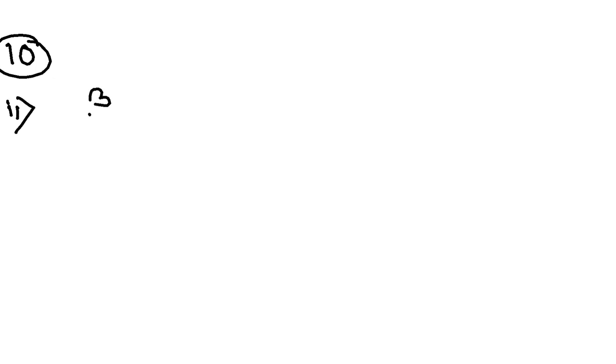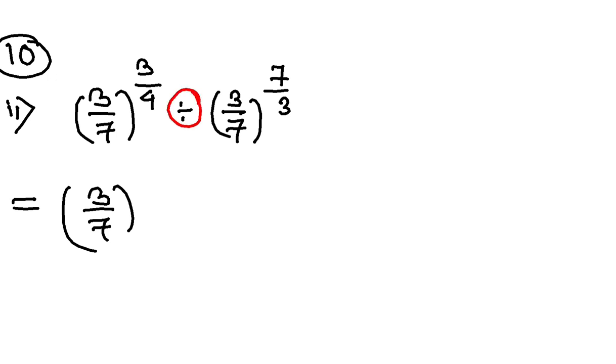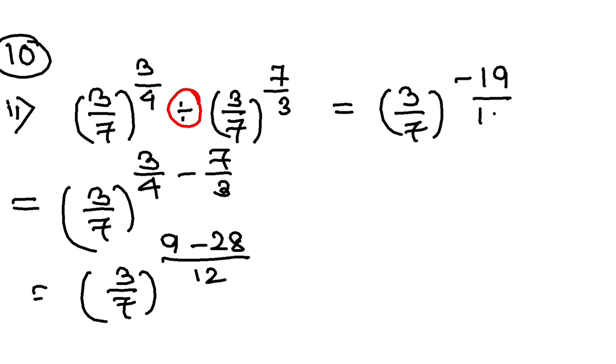It's 3 by 7 whole to the power 3 by 4 divided by 3 by 7 whole to the power 7 by 3. The bases are same, so I'll apply laws of indices. So 3 by 7 whole to the power, because it is divided, so powers will be subtracted. So 3 by 4 minus 7 by 3. So this is 3 by 7 whole to the power 4 and 3. LCM is 12. 4 3, 3 into 3 is 9, 4 7 is 28. This means 3 by 7 whole to the power minus 19 by 12.